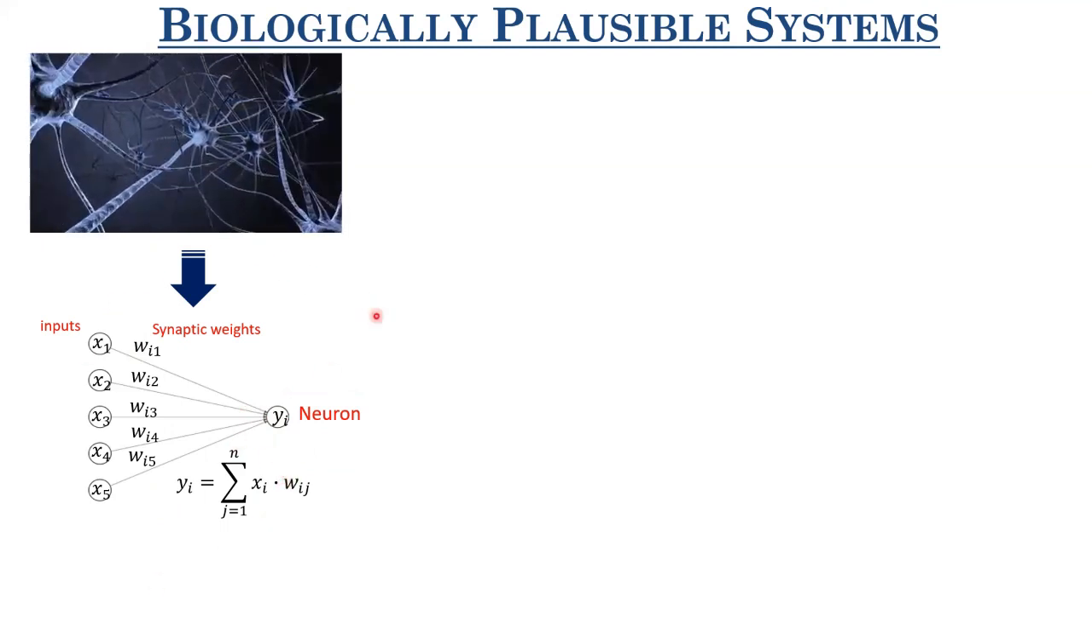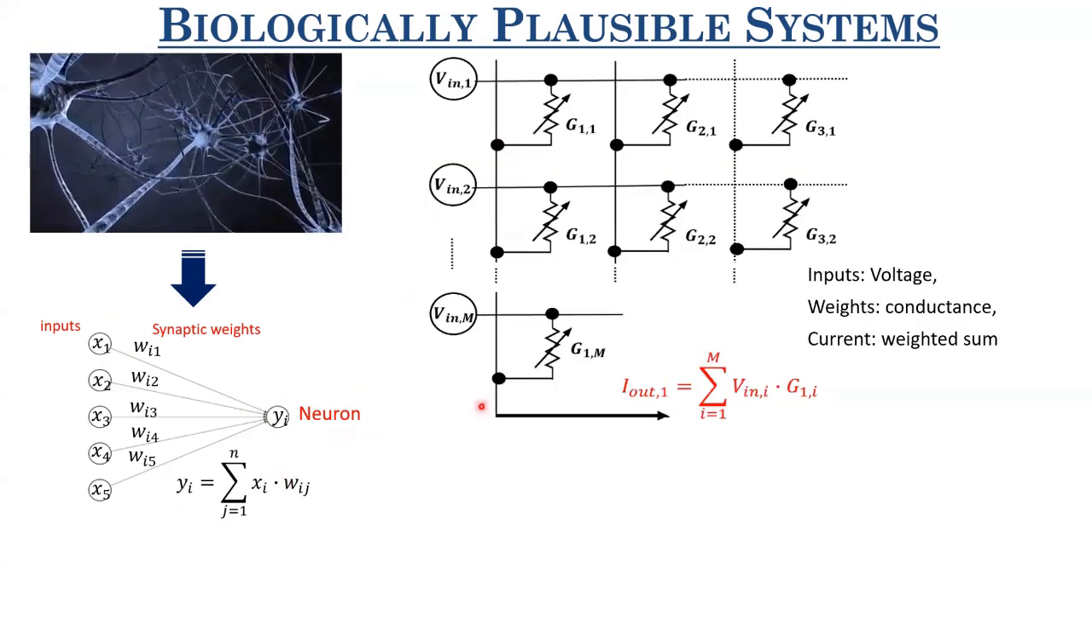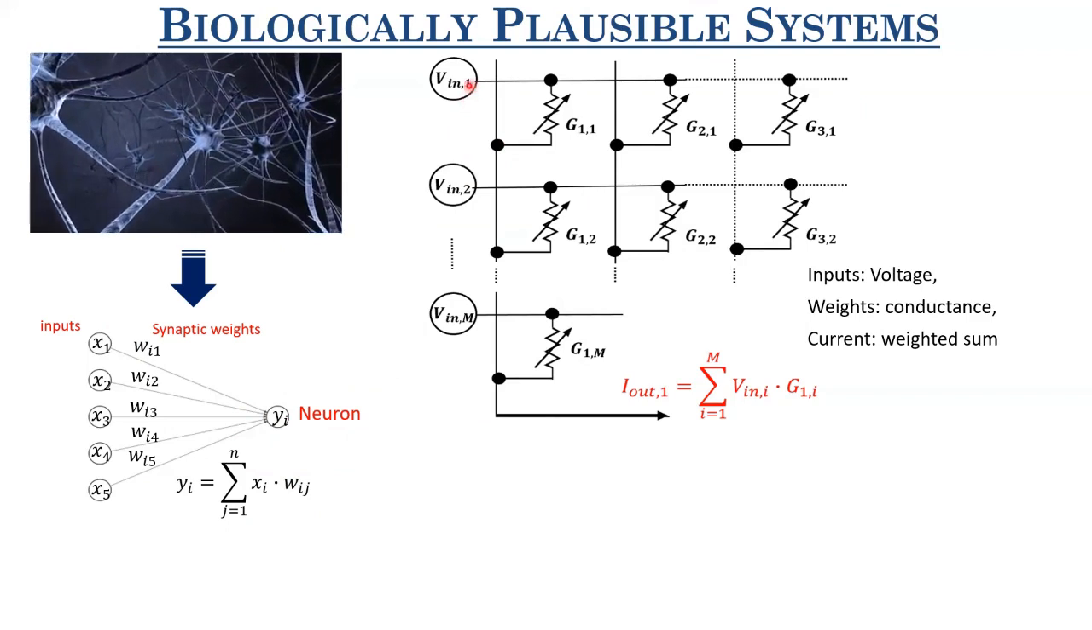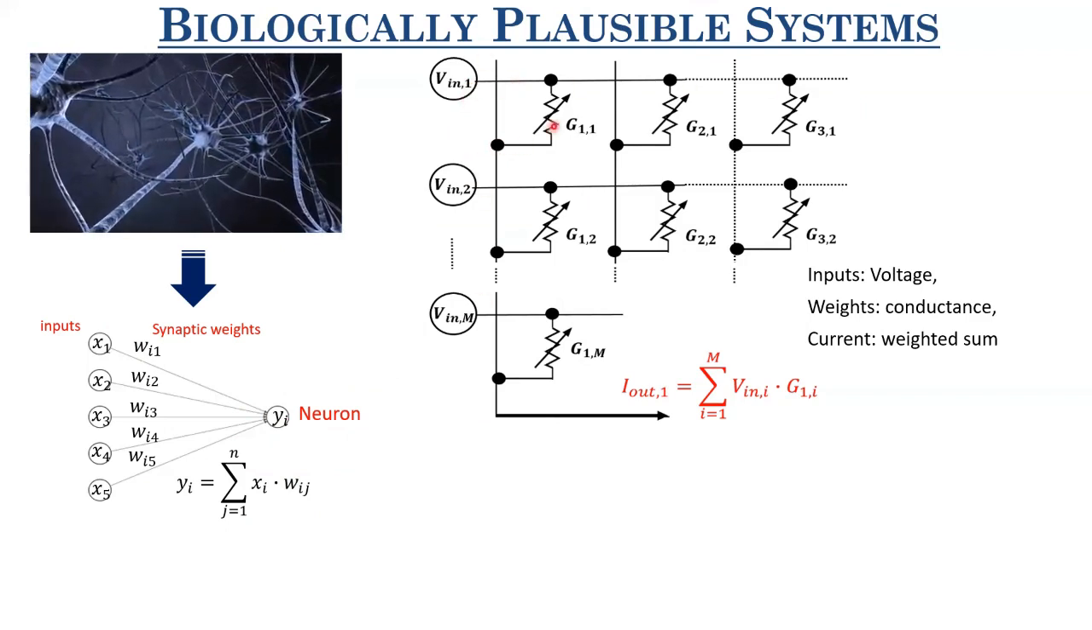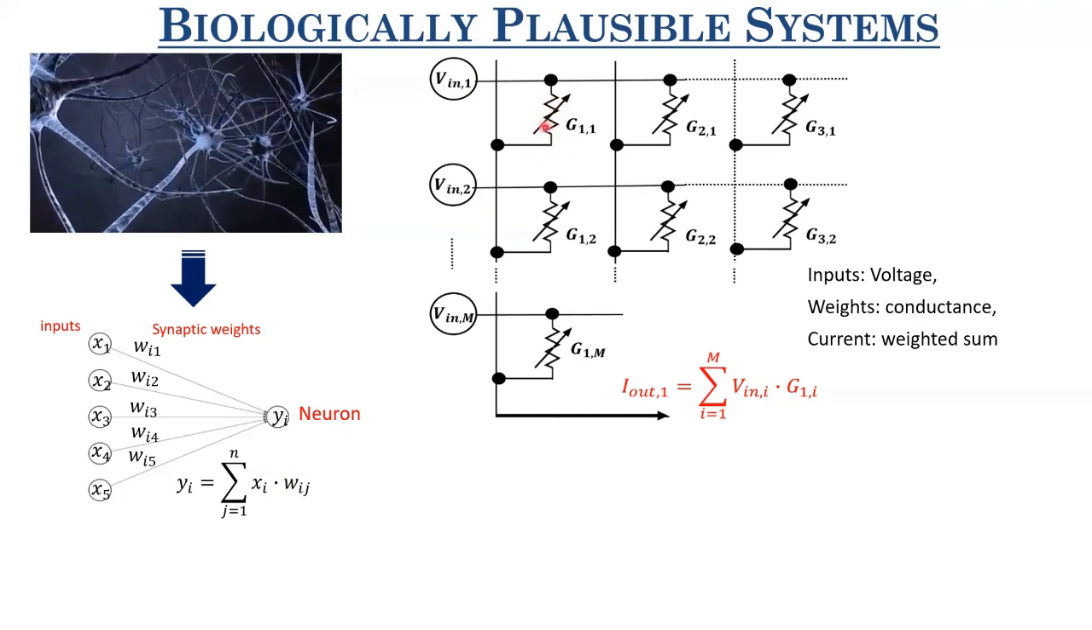So how can we realize this kind of a function on hardware? If we have a crossbar circuit like this, what exactly we have here is, between each of these rows and columns, we have one adjustable conductance. This conductance value can be changed.